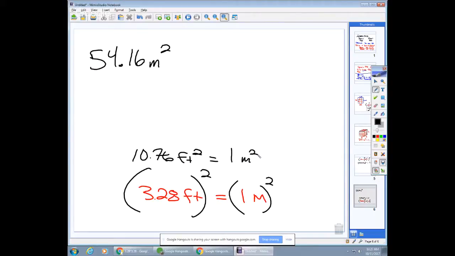So I can use that as my conversion fraction to get rid of meters squared. It goes in the bottom, to get feet squared in the top. And let's see, that means the 10.76 has to go in the top, and the 1 goes in the bottom. So I just multiply by 10.76 and see what happens, right? Because that's going to allow me to cancel the meters.